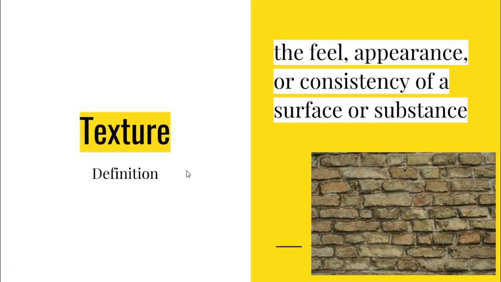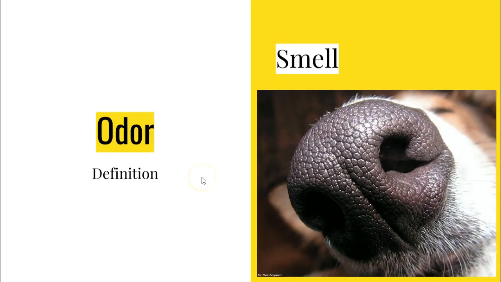Texture, it's the feel, so tactile, appearance or consistency of a surface or substance. So you really don't have to touch it. You can look at it and see if it is rough or smooth. Odor is basically how something smells. So normally you might think of odor having a negative connotation, meaning it has a negative meaning, but really it can be positive as well.